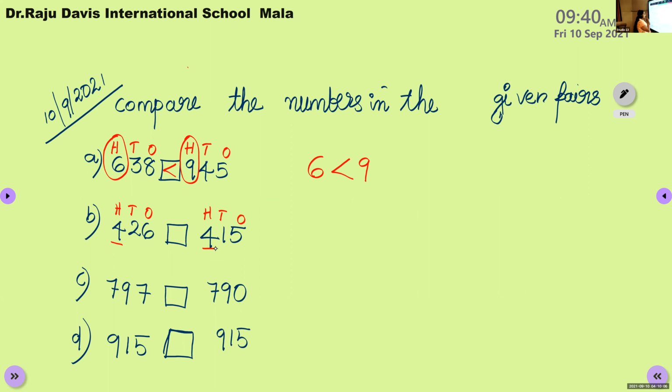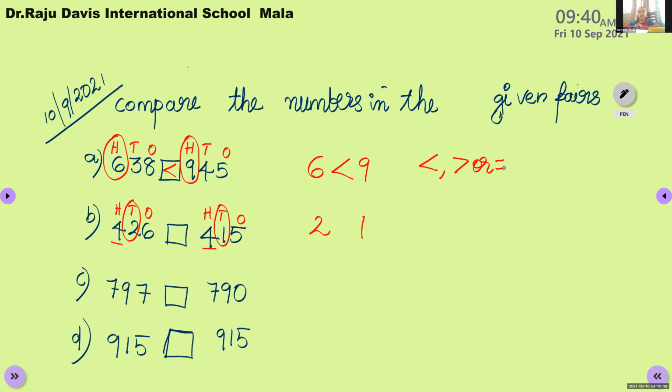For the first number, how many tens? Two tens. For the second number, how many tens? One ten. So two tens, one ten. Is two less than one or greater than one? Greater than.